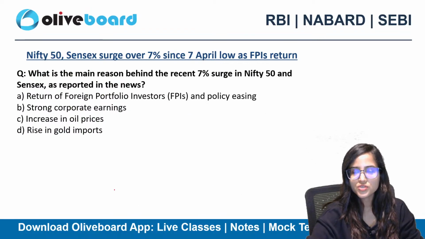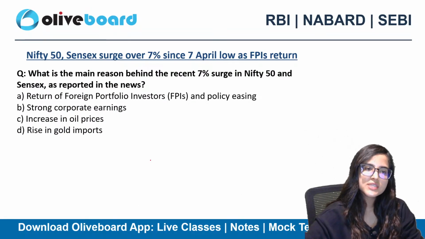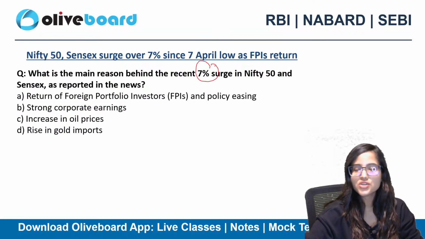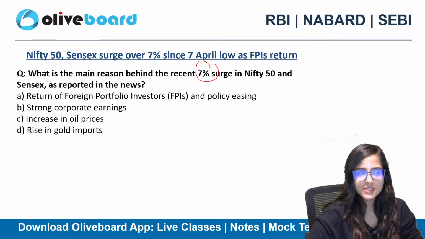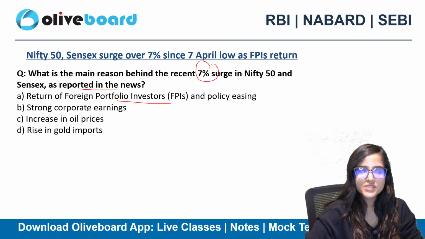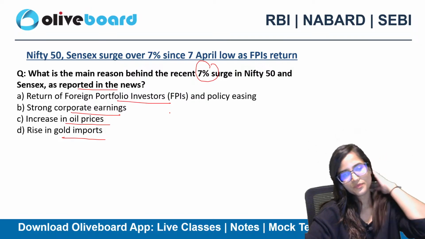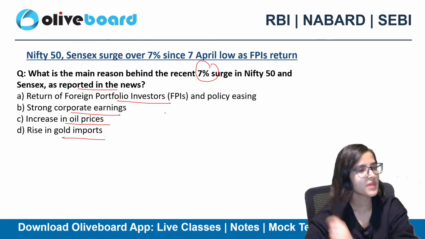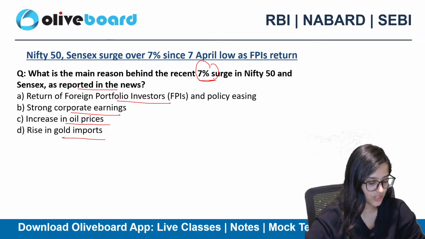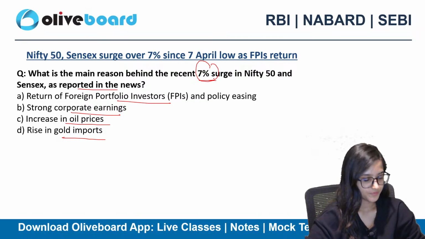So, what is the main reason behind the recent 7% surge in Nifty 50 and Sensex as reported in the news? Return of FPIs and policy easing, strong corporate earnings, increase in oil prices, or rise in gold imports. Quickly give me the answer. What is the main reason behind this surge in the stock market?